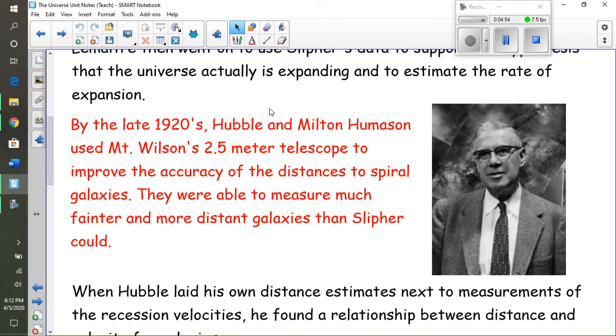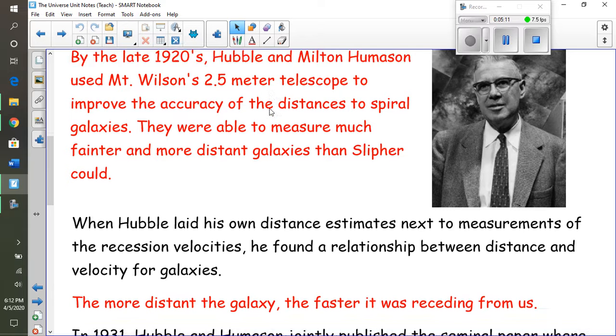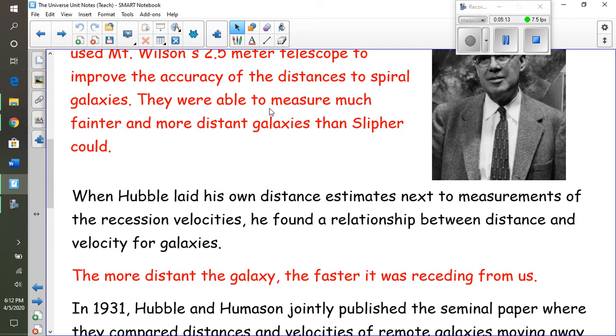So by the late 1920s, Hubble and Milton Humason, using Mount Wilson's 2.5 meter telescope, improved the accuracy of measuring the distances to these spiral galaxies, and they were able to measure much fainter, more distant galaxies than Slipher could. So when Hubble laid his own distance estimates next to the measurements of recession velocities, he found a relationship between distances and velocities for galaxies.